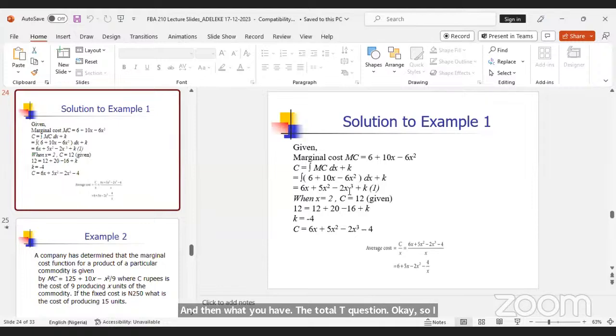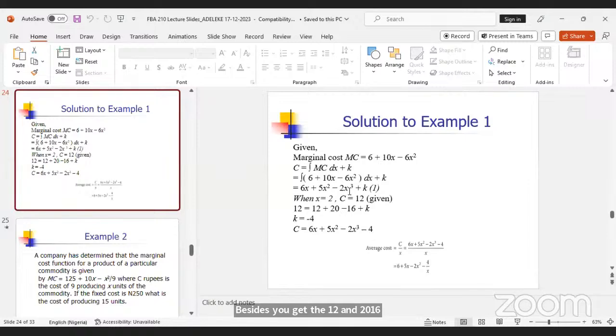Lillian. Yes, sir. Please, I'm quite confused around this area where you said 12 equals to 12 plus 20 minus 16 plus k. Please, how did you get the 12 and 20 and 16? Oh, okay.